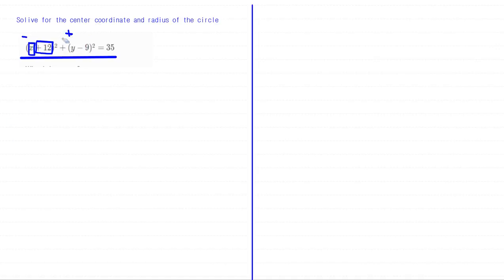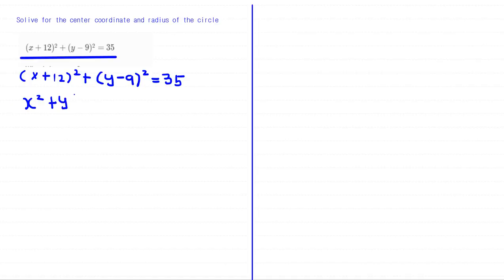So if we simplify more, I'll write this equation down. (x + 12)² + (y - 9)² = 35. We talked about this in the last video: x² + y² = r², which is the radius squared. So we need to take the square root of each term in order to isolate the monomial, in order to solve for the coordinate and radius.